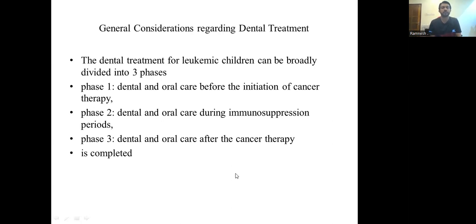General considerations regarding dental treatment. The dental treatment for leukemic children can be broadly divided into 3 phases. Phase 1, dental and oral care before initiation of cancer therapy. Phase 2, dental and oral care during immunosuppression period. Phase 3, dental and oral care after cancer therapy is completed.